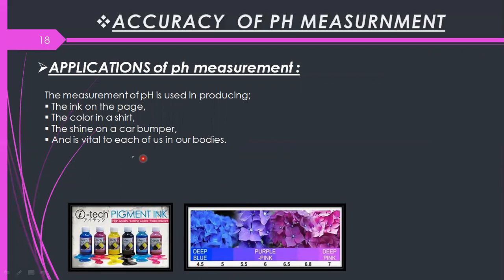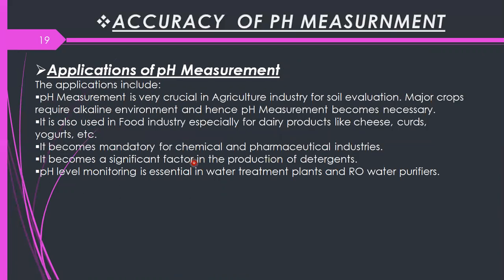It is also used in producing the shine on a car bumper, and it is also vital to each of us in our bodies. pH measurement is also very crucial in the agriculture industry for soil evaluation. Major crops require an alkaline environment and hence pH measurement becomes necessary. It is also useful in the food industry, especially for dairy products like cheese, curds, yogurts, etc.